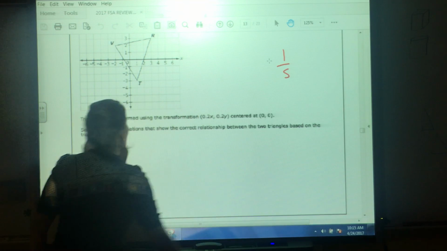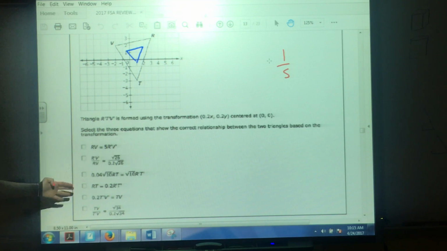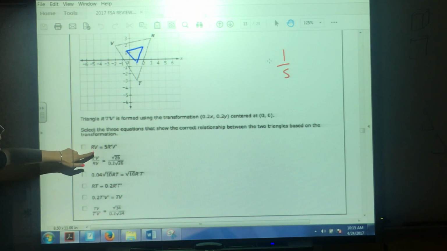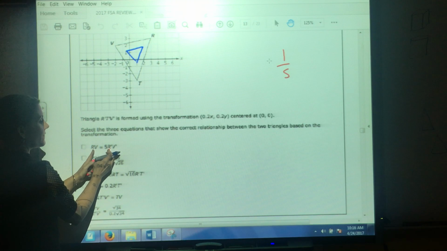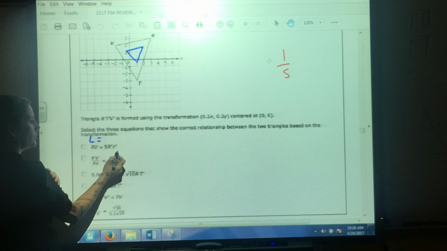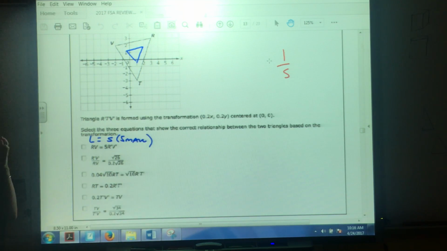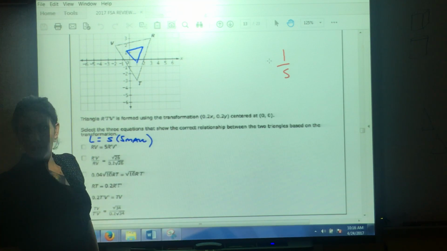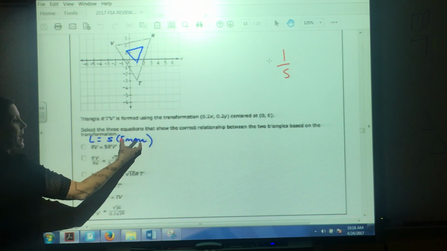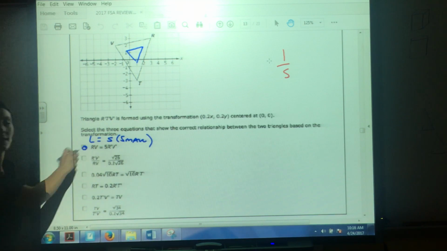All right, anyways, just go through your options. Because if you look, it's not asking us for any coordinates. If you look here, it says that RV, so that's the large, is equal to 5 times R prime V prime, which is the small. Is that true? Well, think about this. If the small one is 1/5 the size, if I multiply the small side by 5, will it equal the large? Yeah, absolutely. That checks.